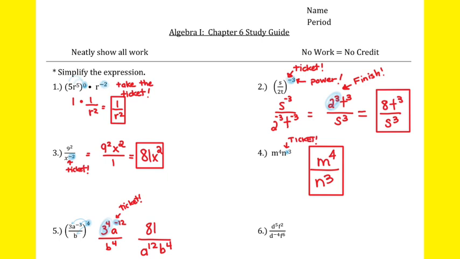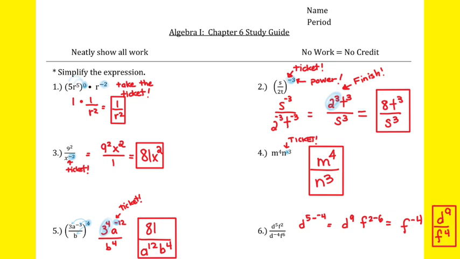On number 6, we can look at this a few ways, but I'm going to go ahead and use our division property of exponent rules, which means I subtract. So then I have d to the 5th power minus a negative 4, which is d to the 9th, and f to the 2nd power minus 6, which is negative 4. So negative 4 has to take a ticket, but d to the 9th stays upstairs.